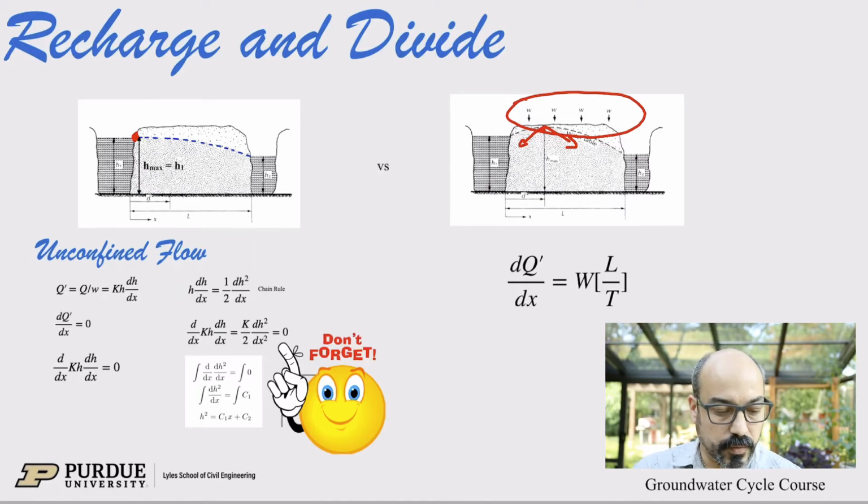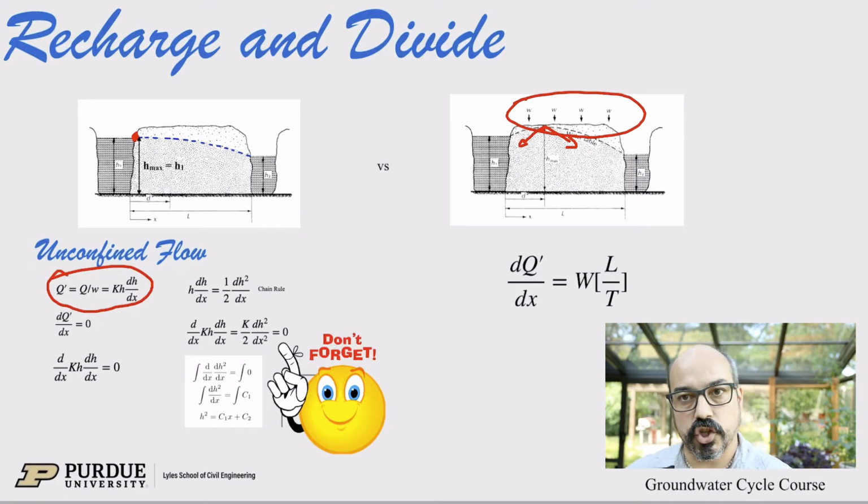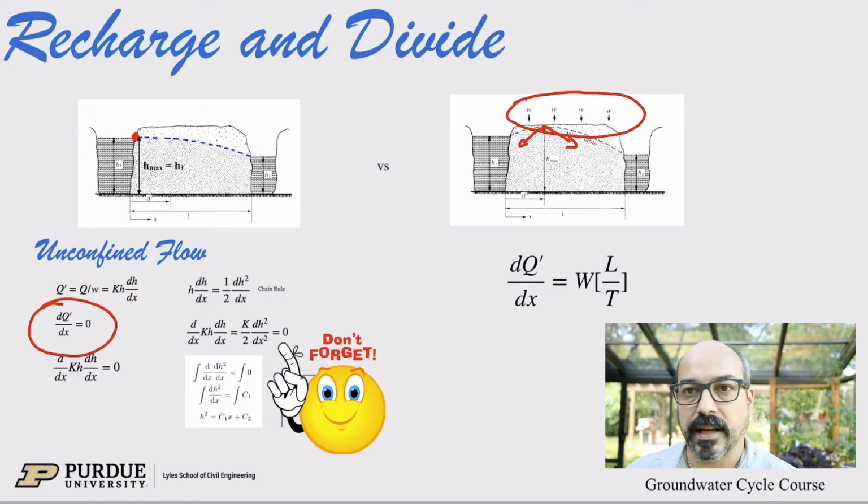So again, we start, just like last time, with our normalized discharge per width of aquifer, write Darcy's law, basically, and then crunch the numbers. Now, in the case of our last lecture, we said there wasn't any source or sink terms, so dq prime dx was 0.